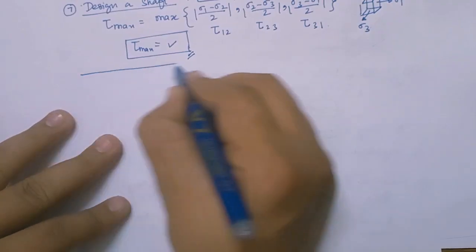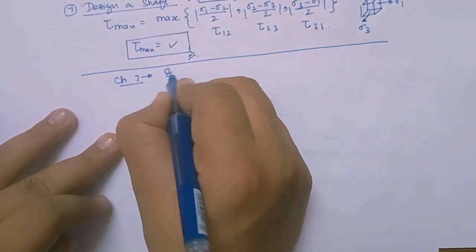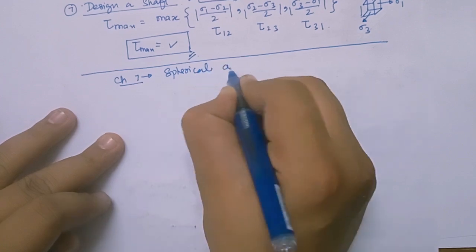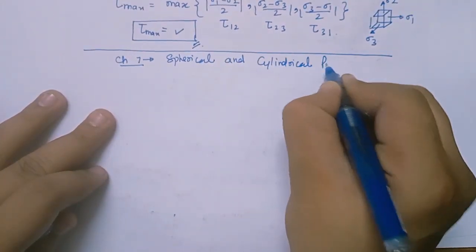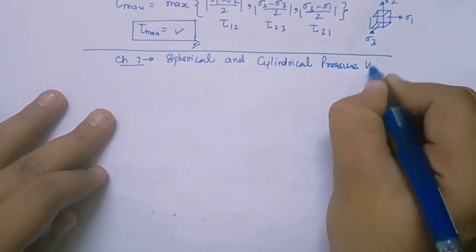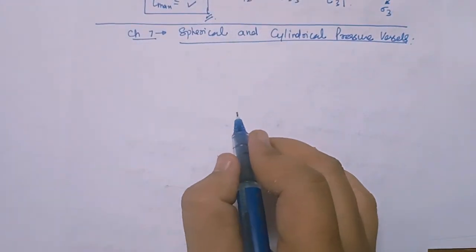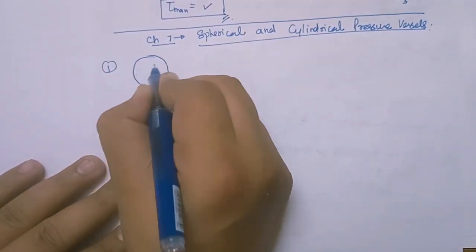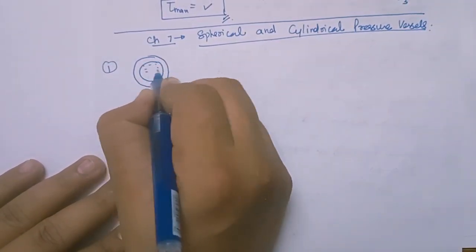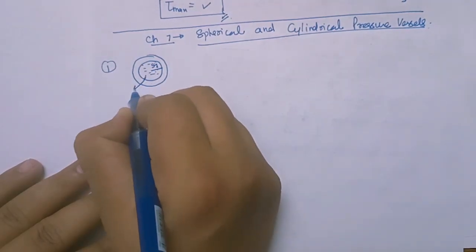Now I'll discuss the next chapter, chapter number 7, spherical and cylindrical pressure vessels. Right? I'll discuss this. Now see very carefully. The first point, very simple. If I have a sphere and it is filled with a liquid, and the inner radius is r and the pressure exerted is P.